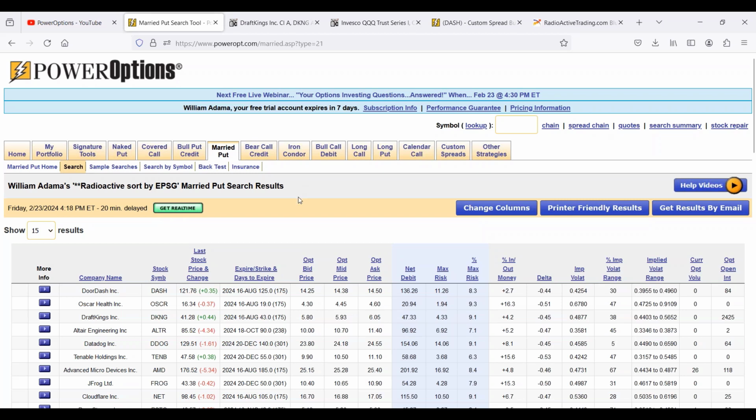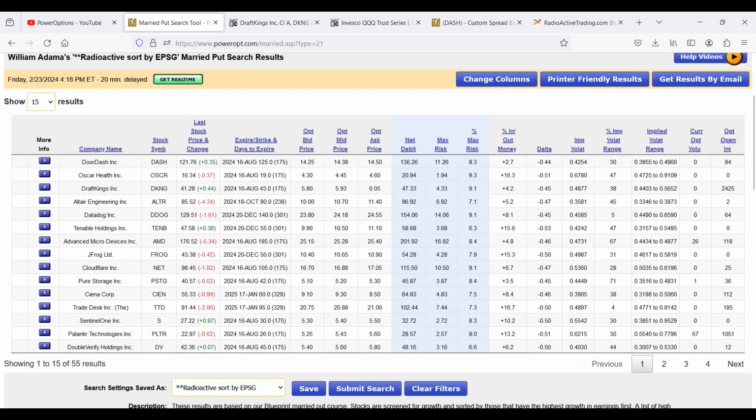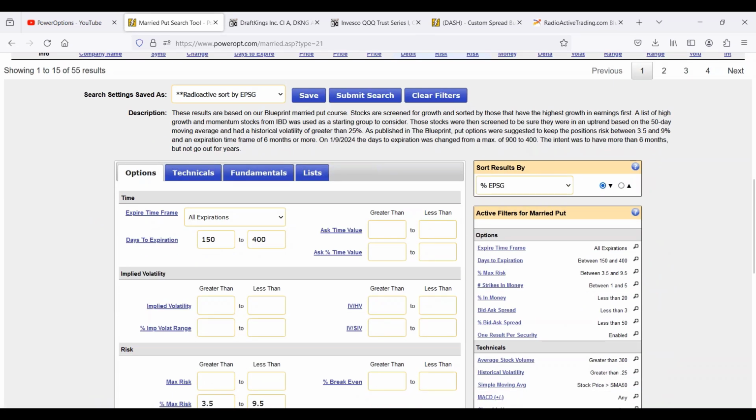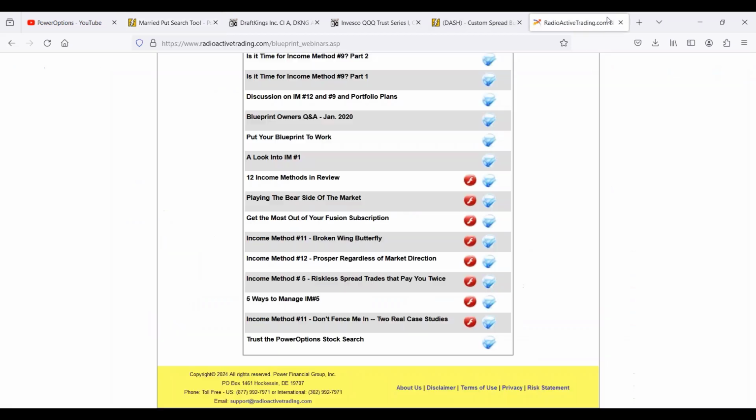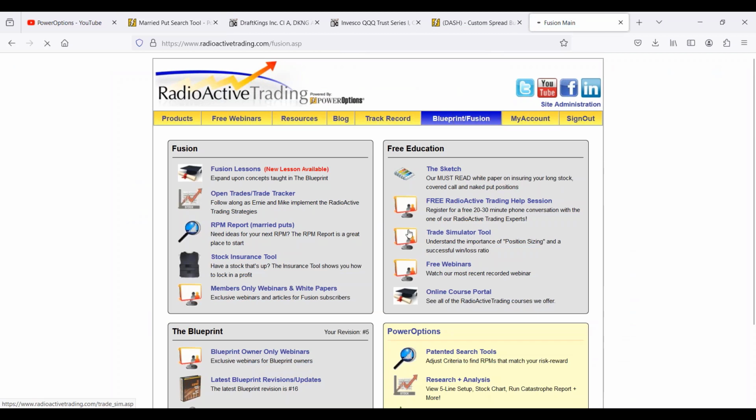But if your preference, again, is to only see stocks that have a positive MACD at this time because that's what you like to enter, Shishir, change it. We use what we use because it's worked for us consistently, 97, 98% of the trades we post in that Fusion portfolio at radioactivetrading.com for Fusion subscribers.